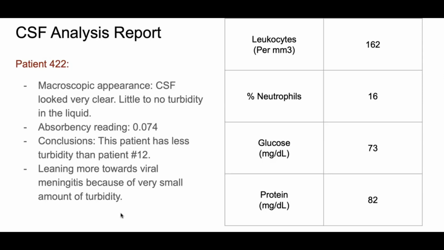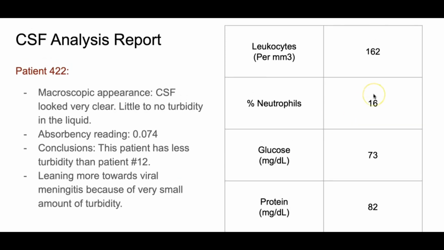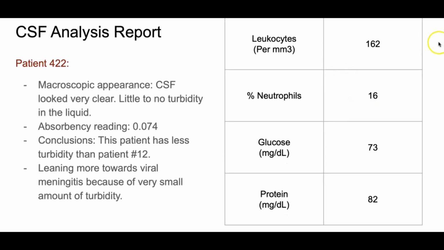She has much less turbidity than patient 12, and we're leaning towards viral meningitis based on the turbidity. And here, when we look at the results, her leukocyte levels are slightly high. The neutrophils are also slightly high. The glucose level seems normal, and the protein is slightly high, which are all characteristics of viral meningitis.